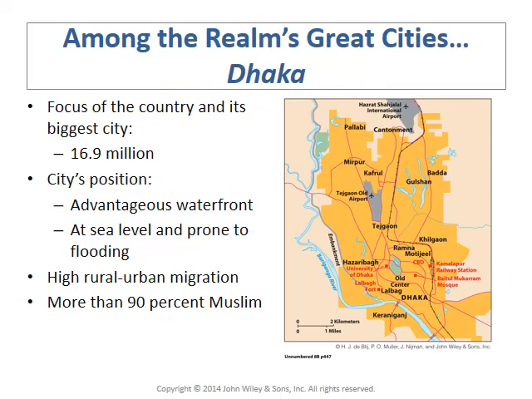It's known as the city of mosques and muslin. Muslin is a type of cotton, and the city of mosques is a tip of the hat to the fact that the population is 90% Muslim.